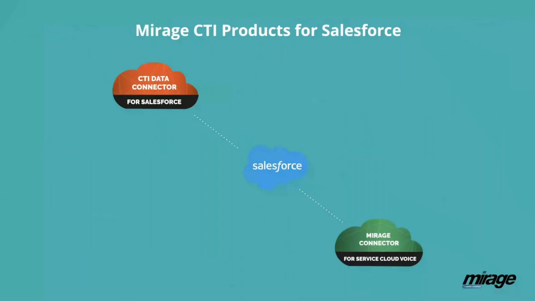As I already mentioned, we have two products. CTI Data Connector, that's the one listed since 2011 on the AppExchange, and it's for sales and service, and has a huge feature set from power dialer to SMS sending and automated workflow. And we have an integration in Service Cloud Voice, where we also bring in all the over 100 telephone systems and the Teams integration.